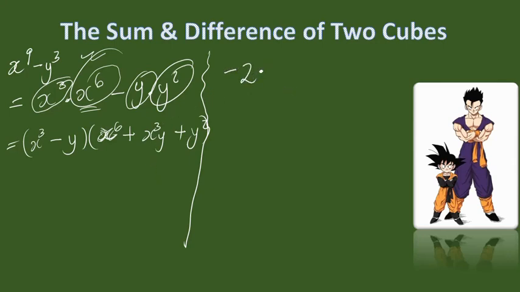Negative 2 x raised to 4 y plus 54 x y raised to 4. Oh, I'm so tired. What do I need to do? Well, this is either sum of two cubes or difference of two cubes, but there is something missing here. A 2 is not a perfect cube. One thing for sure.